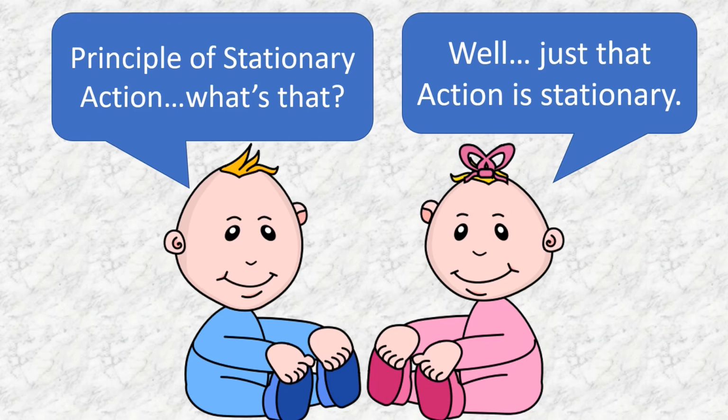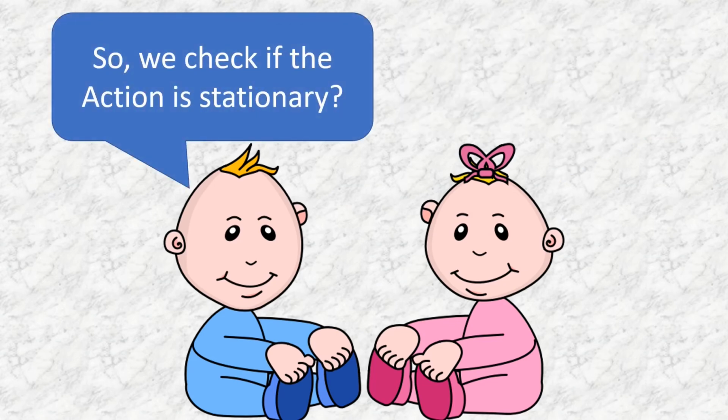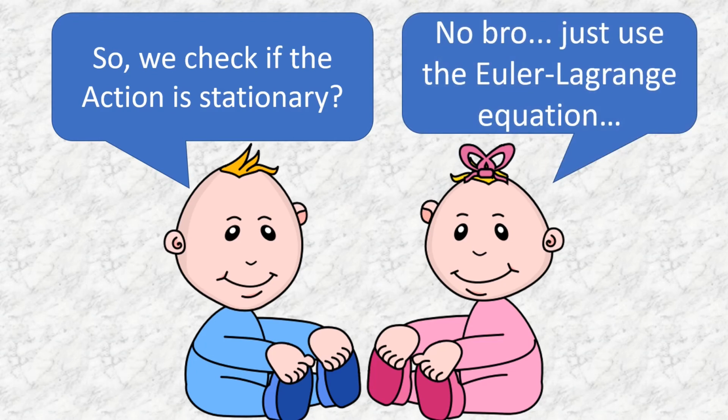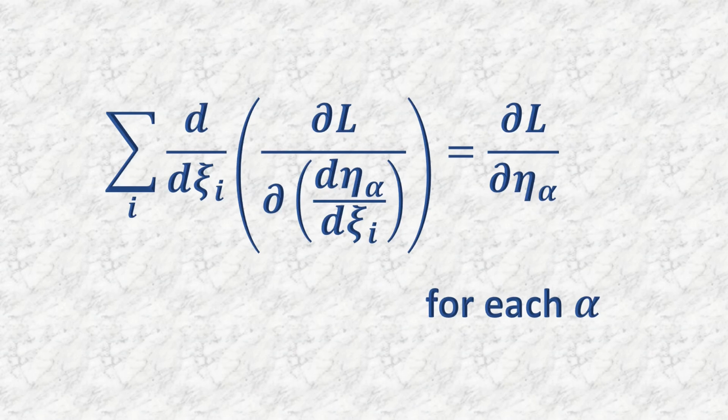effect on the action. Now, it may seem impossible to find the action for so many paths and check how it behaves for small perturbations. However, one can show that the configuration with stationary action is one which satisfies a simple equation called the Euler-Lagrange equation. This is the Euler-Lagrange equation.